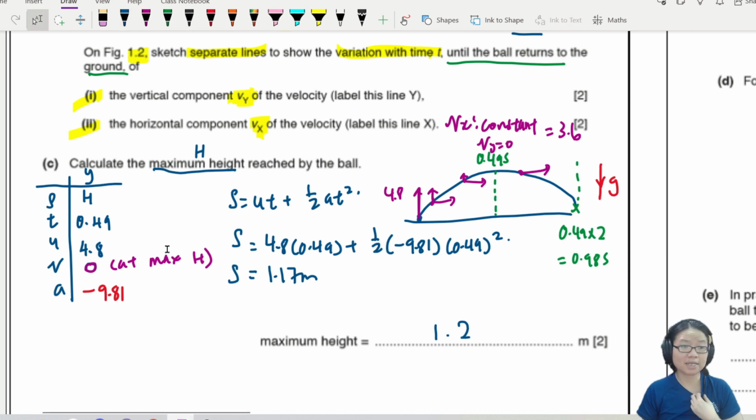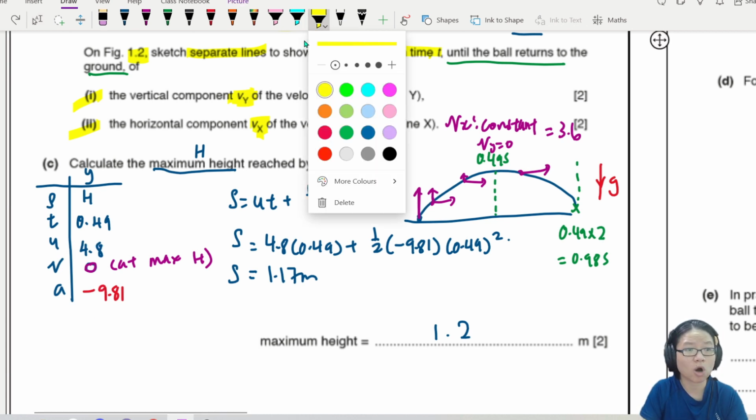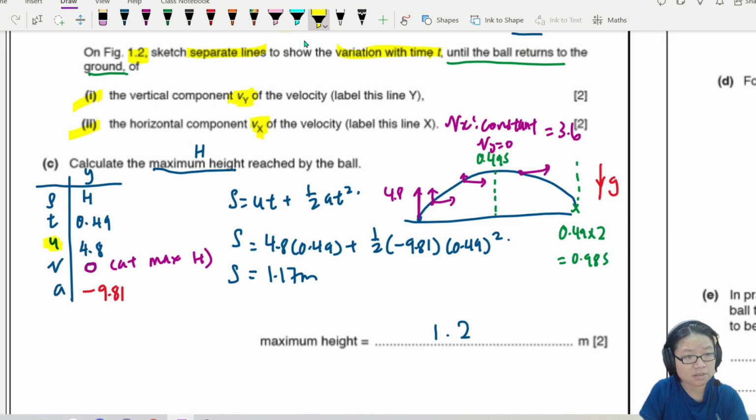You can use any kinematics equation. Okay, can use v squared is u squared plus 2as. Can use s is half u plus v times t. Many options. Just make sure you remember that your u and your a, sorry, is opposite sign. This one and this one opposite sign. Because one is pointing up, the other one is pointing down.